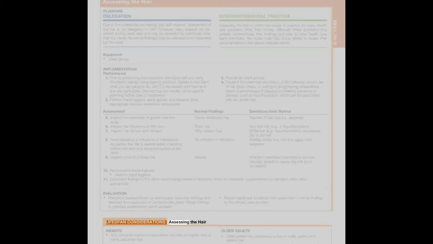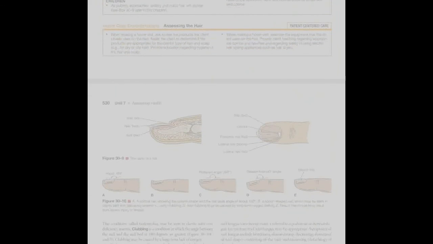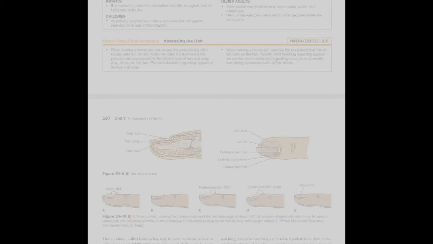Lifespan considerations: assessing the hair. Infants: it is normal for infants to have either very little or a great deal of body and scalp hair. Children: as puberty approaches, axillary and pubic hair will appear, see Box 30-9 later in this chapter. Older adults may experience a loss of scalp, pubic, and axillary hair. Hairs of the eyebrows, ears, and nostrils become bristle-like and coarse.